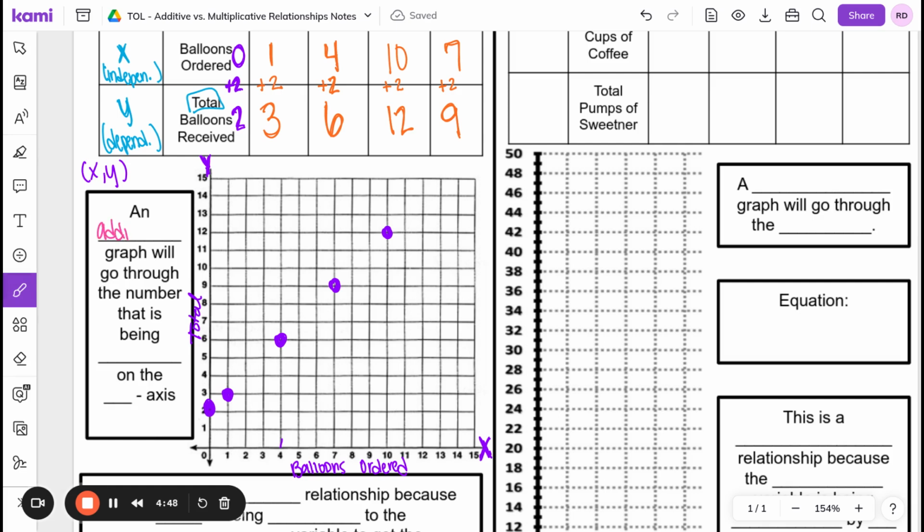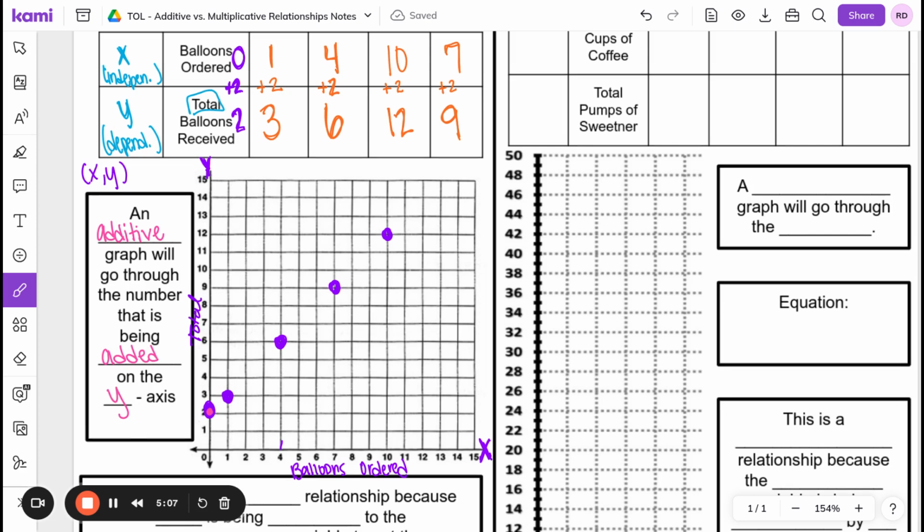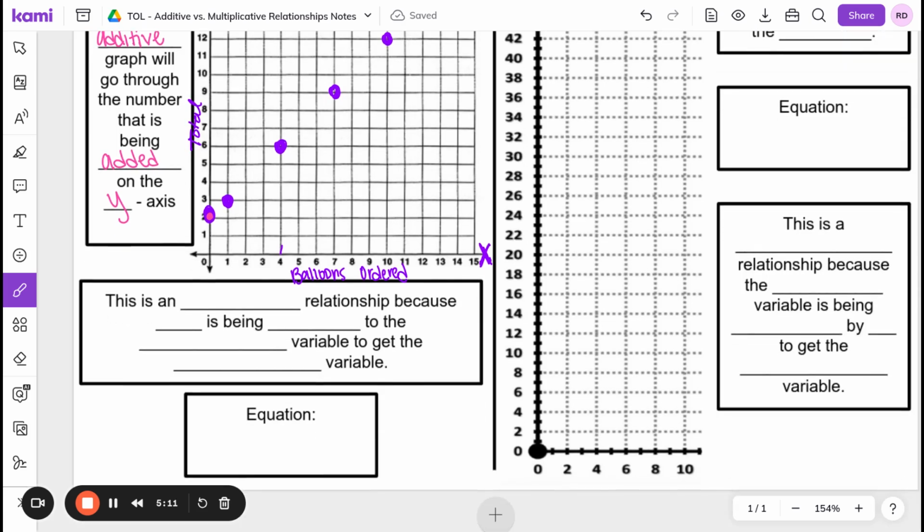A rule of thumb: an additive relationship, or an additive graph, will go through the number that is being added on the y-axis. So here we're adding 2 each time. You can see we start with this point at 0, 2. And then summarizing, this is an additive relationship because 2 is being added to the independent variable to get that dependent variable. So if we use our example from up above for the equation, we're always trying to find y, and y can be found by taking that independent variable x and adding 2.